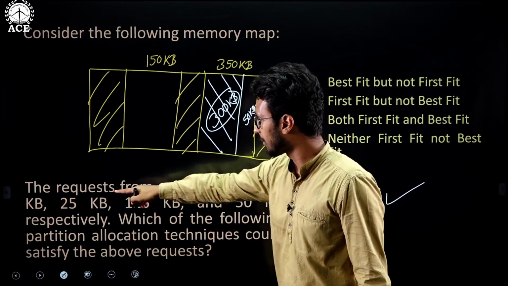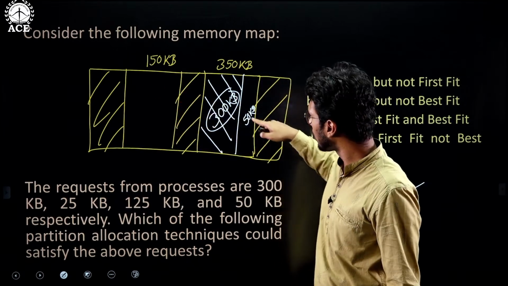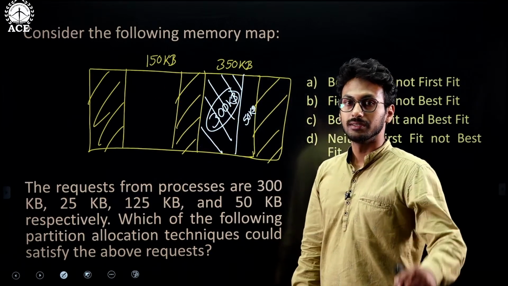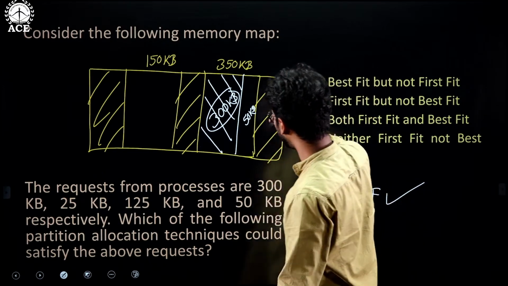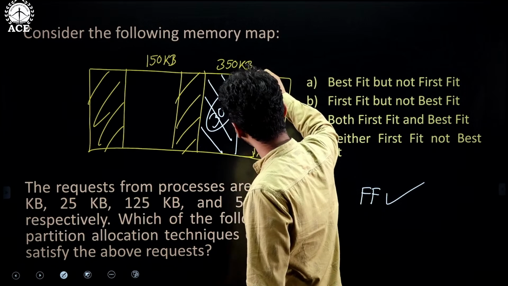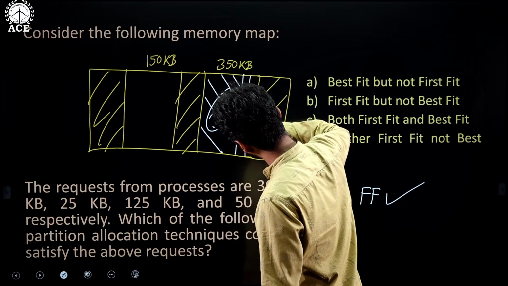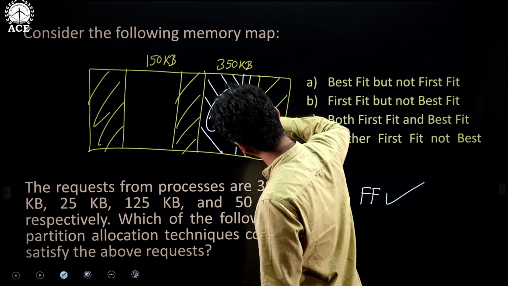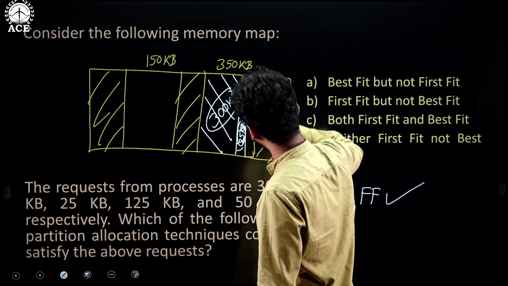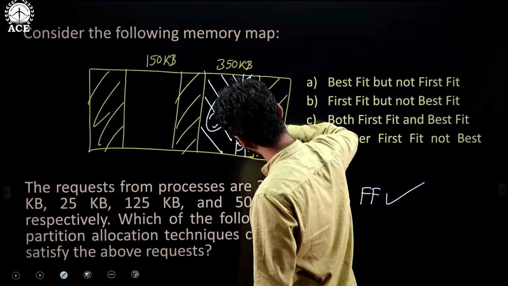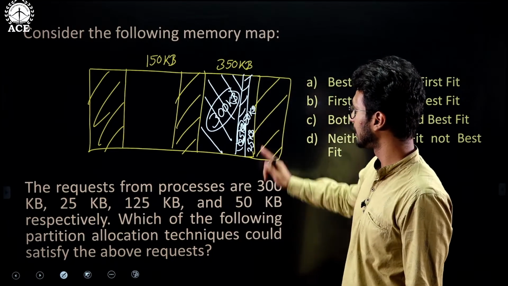Now 25 KB. Will you place the 25 KB process in the 150 KB slot or the 50 KB slot? See, best fit indicates what? Smallest sufficient. So you'll place it here. Let me just make a partition. This will be 25 KB. If it is 25 KB, you tell me. Okay, this is 25 KB. 25 KB is pending. Are you getting it? 25 KB is free right now here.